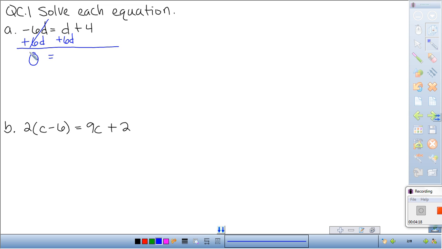So if everything on one side cancels, then you have a 0. You need to put your 0 there as your placeholder. b plus 6b is 7b. Bring down the plus 4. And now we're just solving it. We want to move everything away from b.